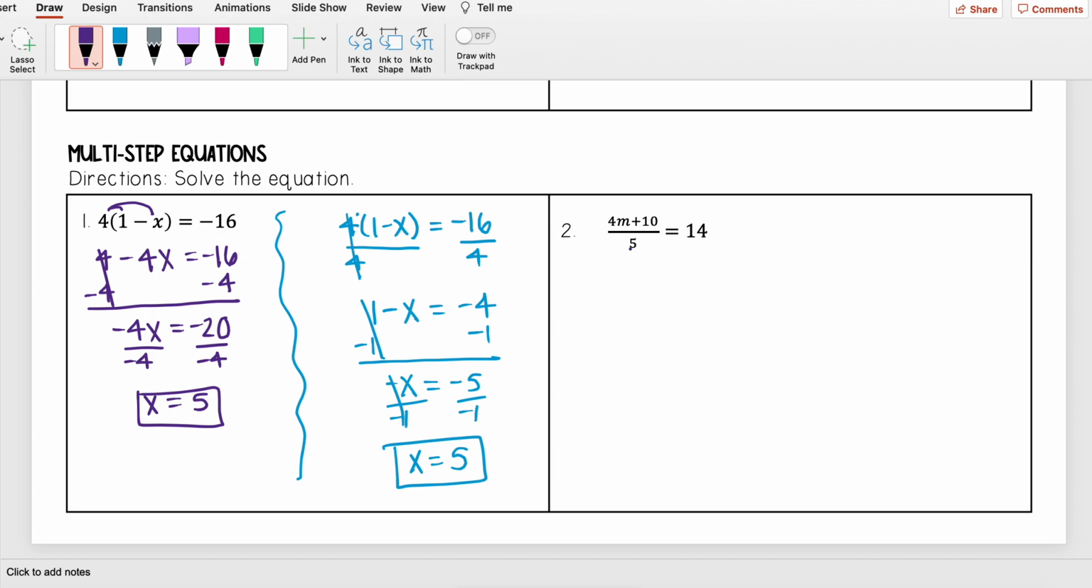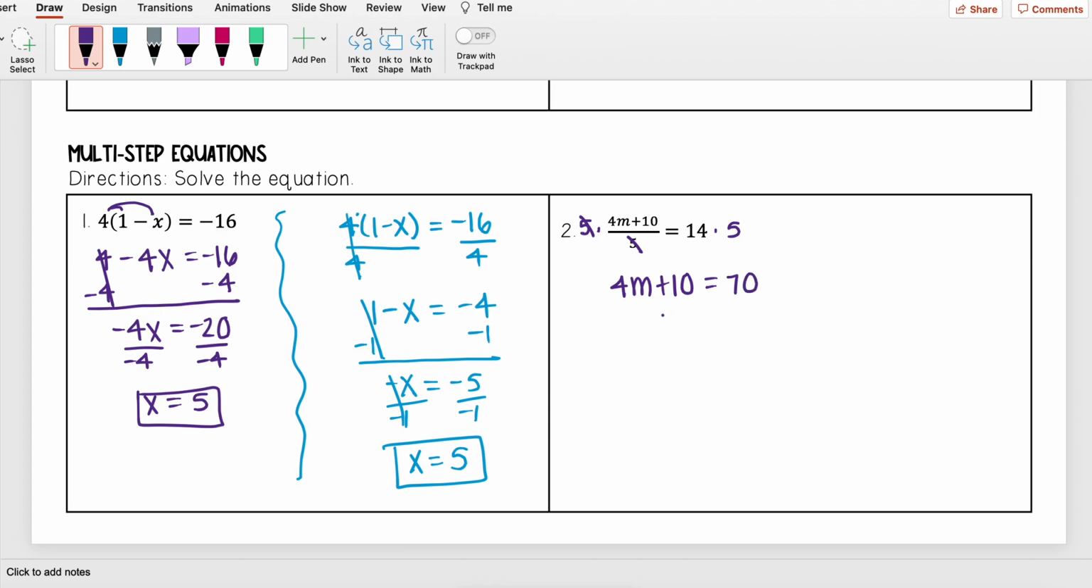Looking at this next one, it looks a little bit more complicated, but it's really not going to be too bad. So I have 4m plus 10 over 5 is equal to 14. So if I have a problem that looks like this, my first step is I want to go ahead and get rid of my fractions. I want to multiply both sides by 5 to undo that division. And when I do that, those cancel out. So all I'm left with is 4m plus 10 on the left-hand side is equal to 14 times 5, which is 70.